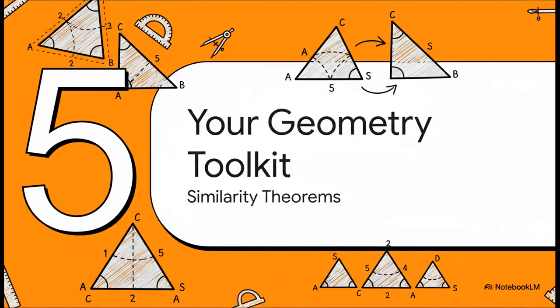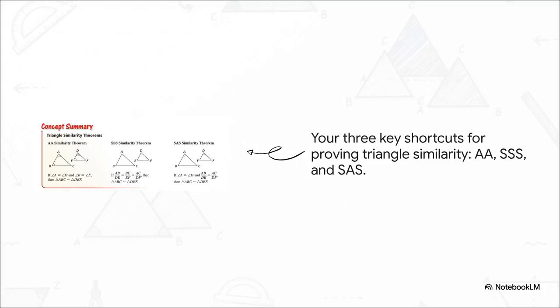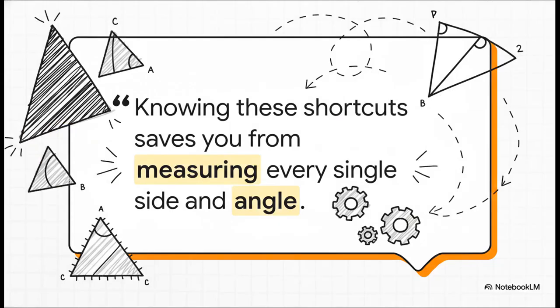So let's wrap this all up. It's time to officially add SSS and SAS to your ever-expanding geometry toolkit. Here they are, the big three shortcuts. Along with another theorem called angle-angle, or AA, the SSS and SAS tools we just covered are your absolute go-to methods for proving triangle similarity quickly and efficiently. And that, right there, is the big takeaway. Why on earth would you measure all 6 parts of a triangle when you can prove the exact same thing with just 2 or 3? These theorems are all about working smarter, not harder.